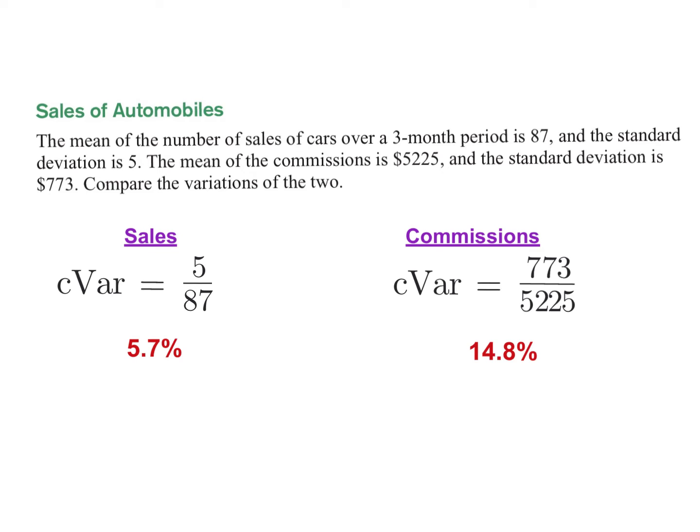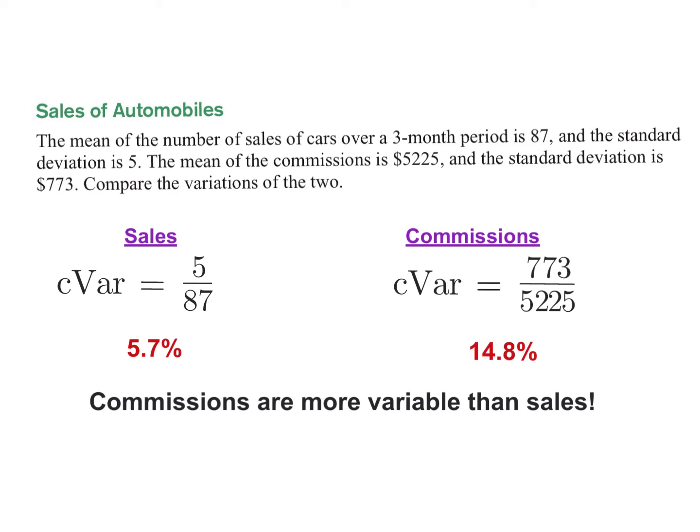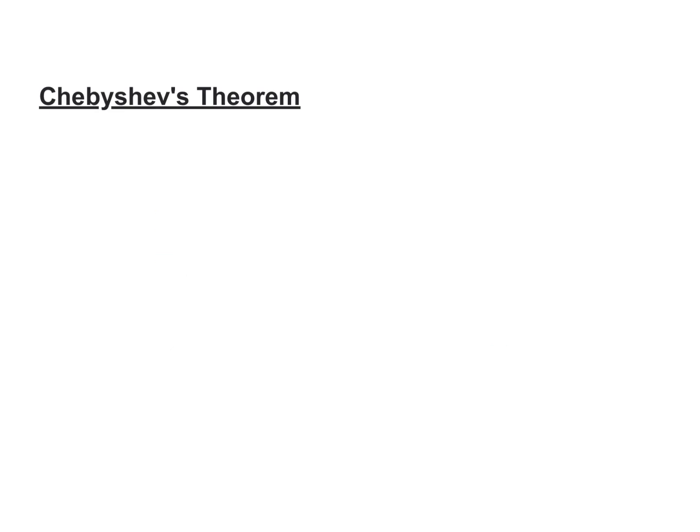Okay. So now here's the question. It says to compare the variations. Which one is more variable? Sales or commissions? Commissions. The number's bigger. So commissions are more variable than sales. You have to answer the question. You could have also said sales are less variable than commissions. You could have gone the other way and that would have been fine. But you need to have both.